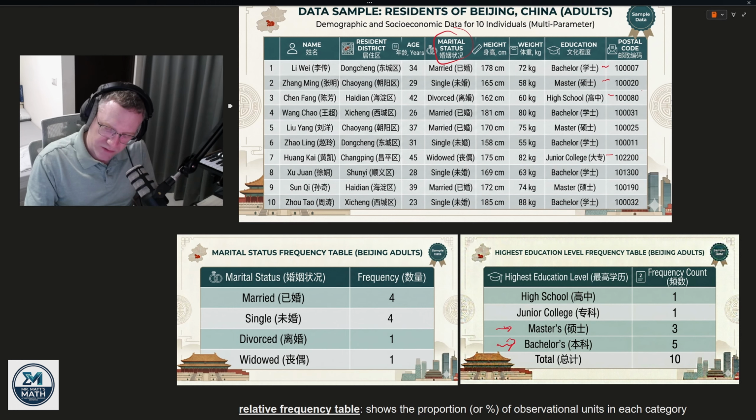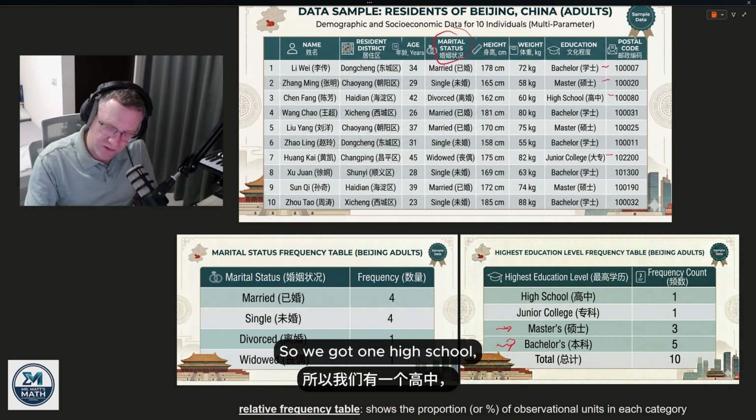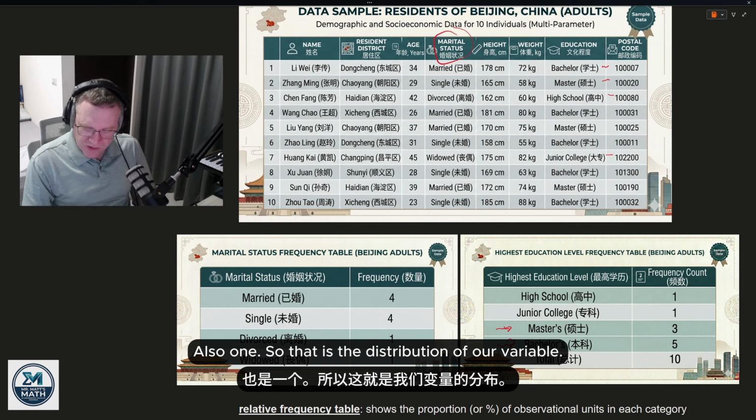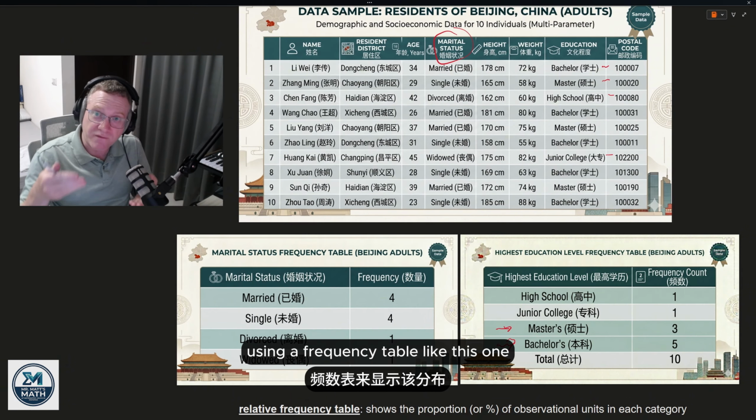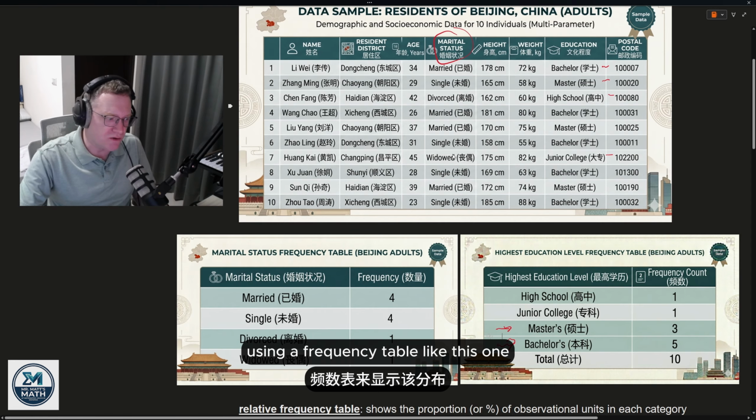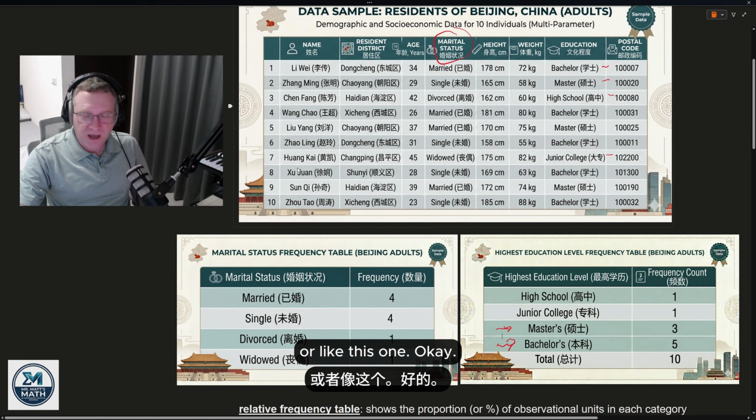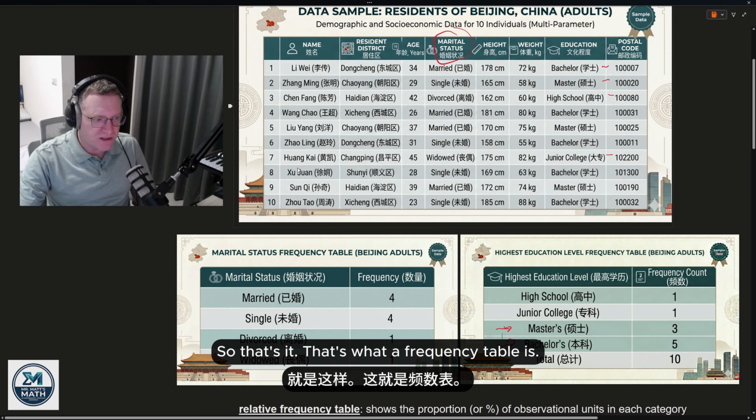Just 1. And so we got 1 high school. And then how many junior colleges? Also 1. So that is the distribution of our variable, and we can display that distribution using a frequency table like this one or like this one. Okay, so that's what a frequency table is.